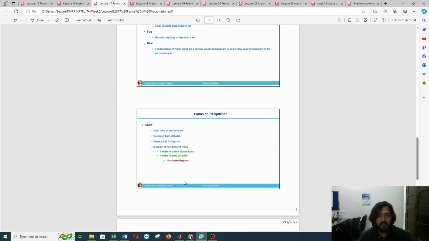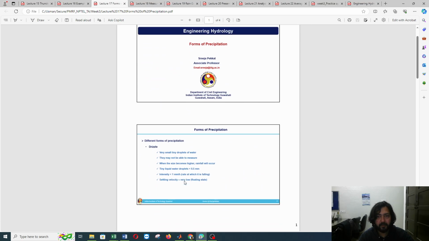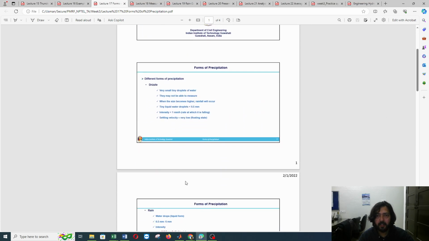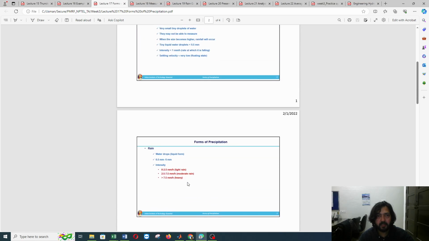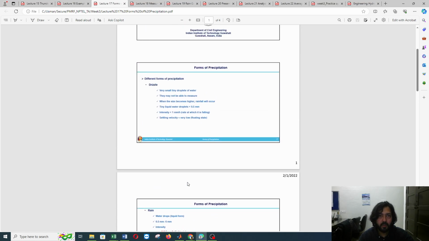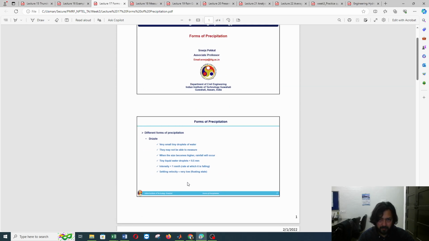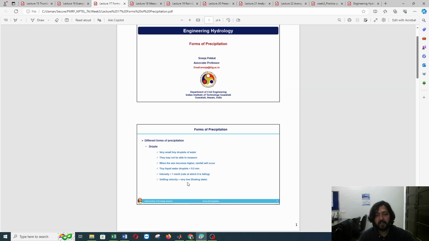Then we discussed different forms of precipitation. We started with the liquid forms of precipitation, that is drizzle and rainfall, and then we talked about a few solid forms of precipitation, that is glaze, hail, snow and rime, right? Each liquid form depends upon the size. If the size is very small, less than 0.5 mm, we say it is drizzle, but if the size is between 0.5 to 6 mm, we say it is rainfall. So the important form of precipitation in our syllabus is rainfall.